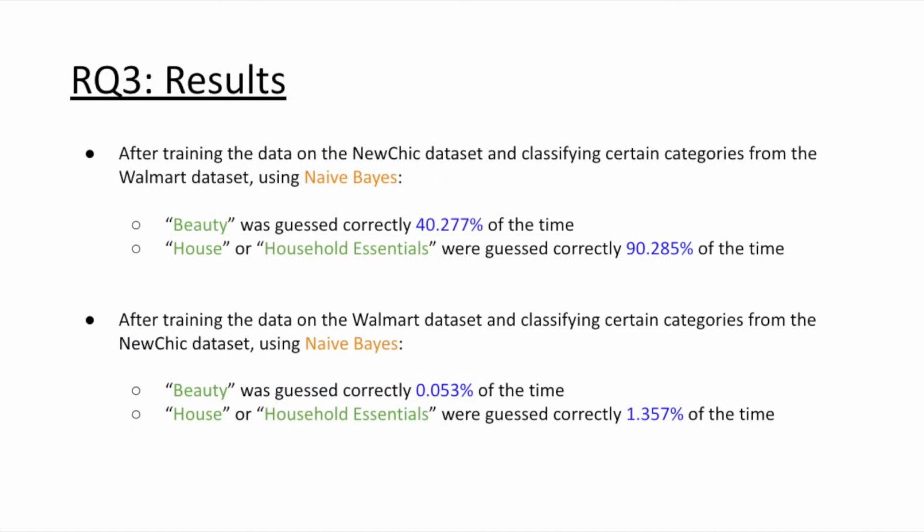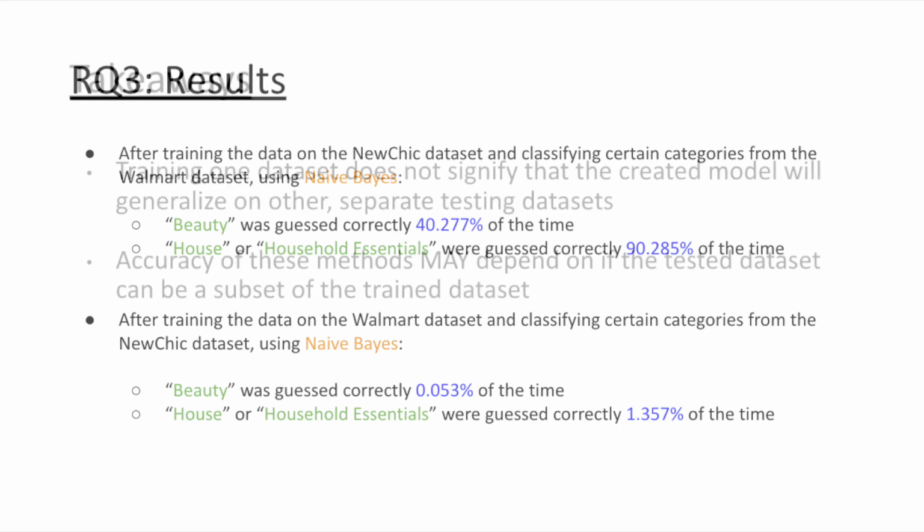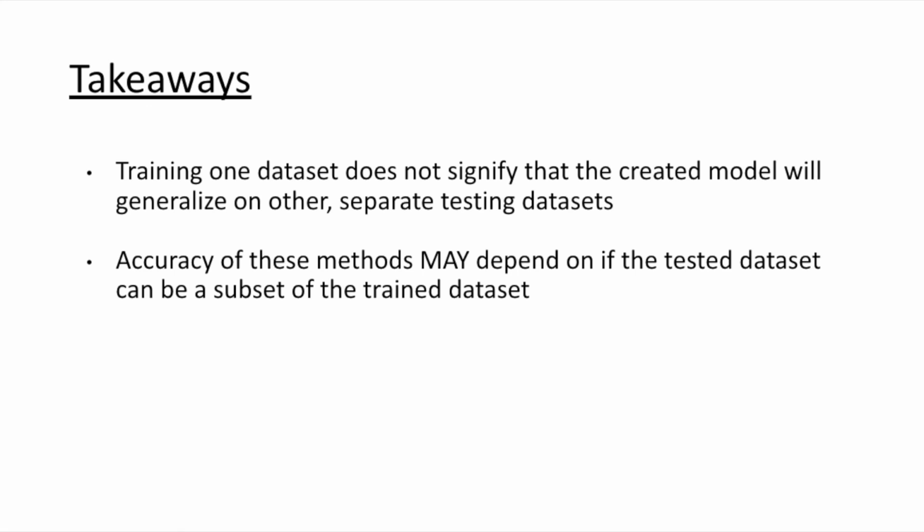Looking at all of the results on the same screen, the immediate question that arises is, why is training one dataset and then testing using a different dataset so inconsistent with its accuracies? There are 2 points that we can take away from this experiment. 1. Training one dataset does not signify that the model will act the same on datasets other than itself. Furthermore, we believe that the accuracies of these methods may depend on if the testing dataset can be a subset of the trained dataset. That is, if most of its categories are similar to ones in the trained dataset. We hope to expand further on this in our final report.